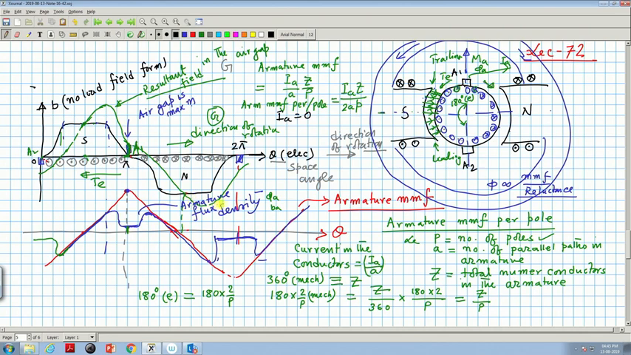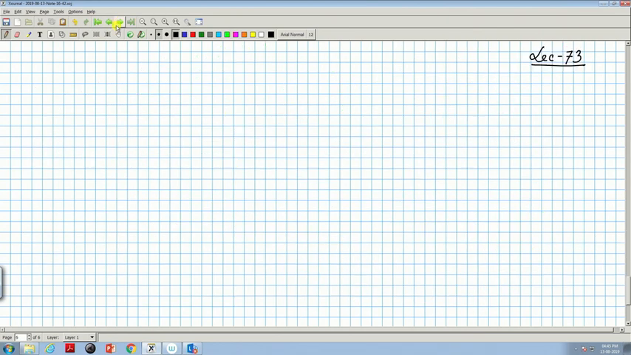corroborated if you draw the actual resultant field distribution with this green curve. Lines of force will be concentrated here, and the electromagnetic torque will be this way. This is generator mode. And then we try to calculate how much MMF is produced. From this we will start once again.